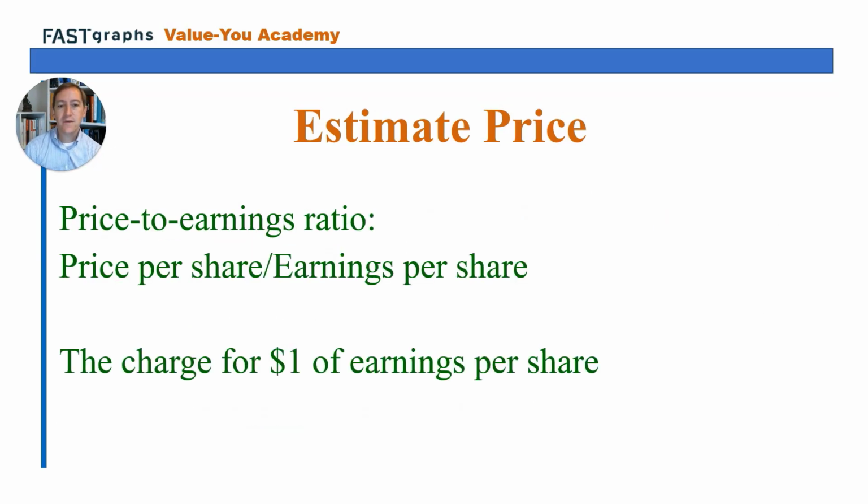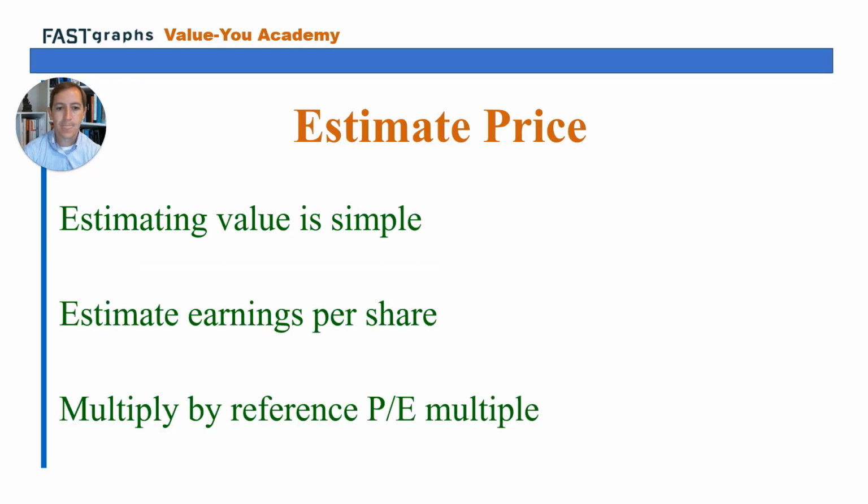So the way that we're going to combine some way of identifying earnings and get that to a price is to combine it with a price to earnings ratio. And a price to earnings ratio is very simple, and it's exactly what it sounds like. It just takes the price per share and divides by the earnings per share. So you can think of the price to earnings ratio, the PE ratio, as the charge for $1 of earnings per share. That's what the market is charging you for $1 of earnings per share.